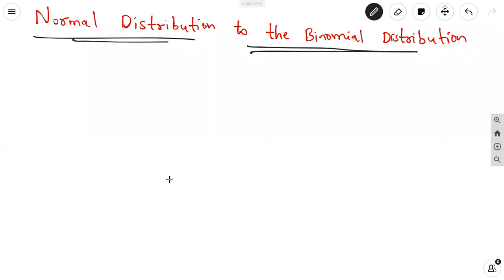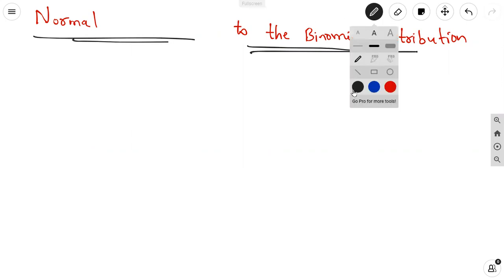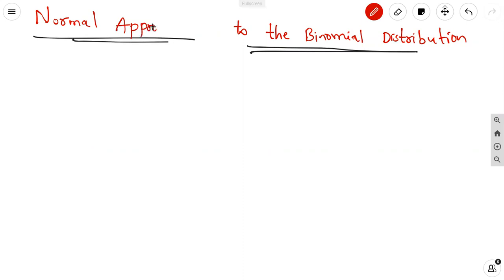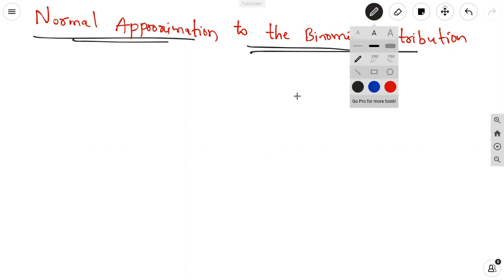Let us discuss a topic: normal approximation to the binomial distribution. Normal approximation means we are using the normal curve on the binomial distribution. Here, the normal distribution can be used to approximate the binomial distribution.